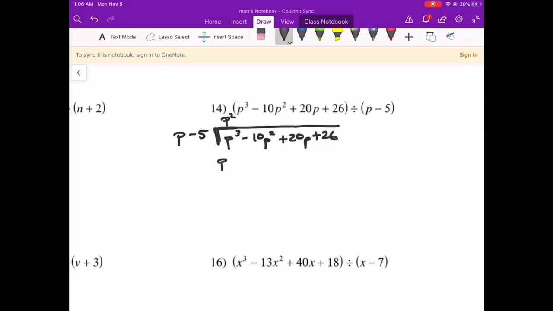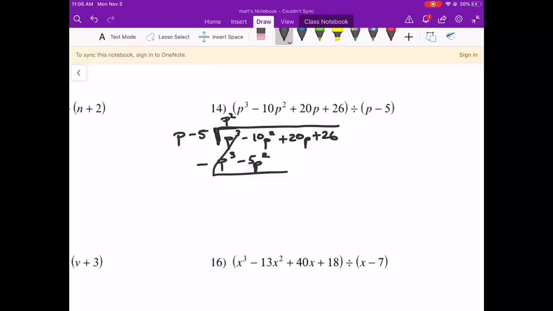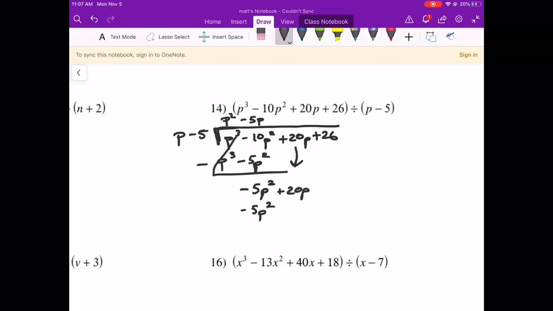So p times p squared is p to the third. Negative 5 times p squared is negative 5p squared. I'm going to subtract those. Those cancel. Negative 10 plus 5 is negative 5p squared. Bring down my next term, plus 20p. Same question: what do I multiply p by to get negative 5p squared? That'd be negative 5p. So p times negative 5p is negative 5p squared. Negative 5 times negative 5p is positive 25p. Subtract those things. These cancel, and I've got negative 5p. My last term comes all the way down, plus 26.